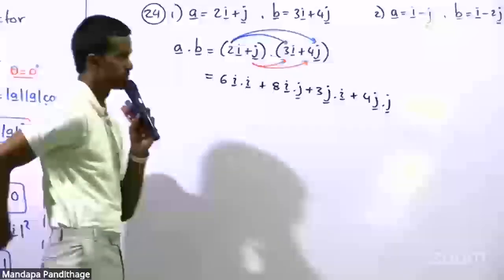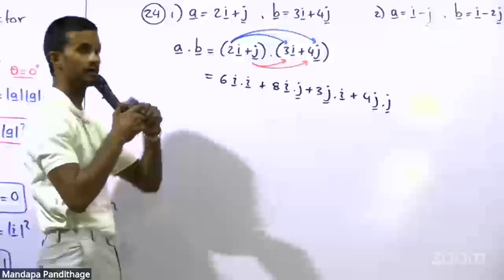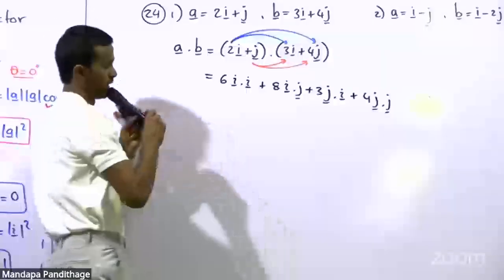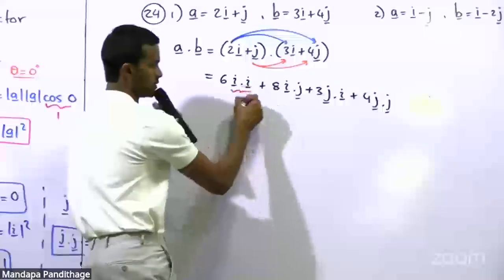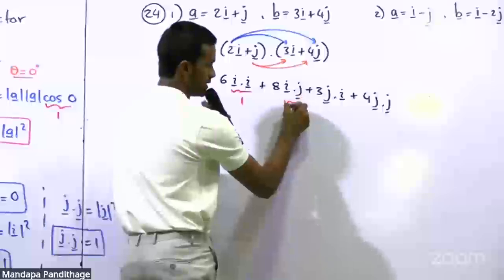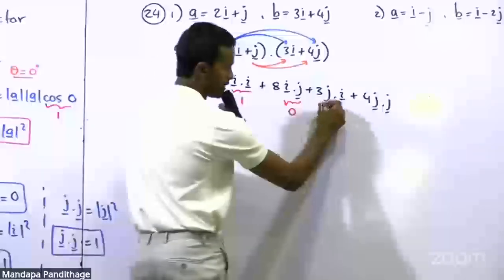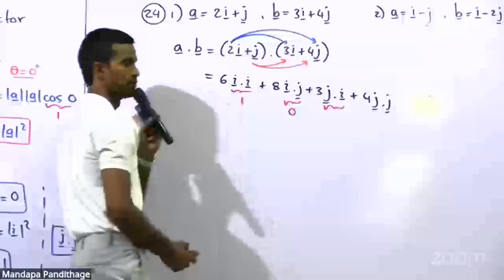So I told you we can use these results directly, where i dot i is equal to 1, i dot j is equal to 0. i dot j and j dot i, by the commutative property, are both equal.